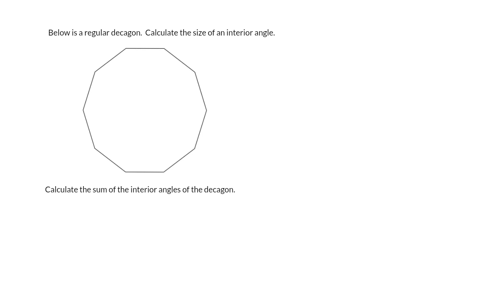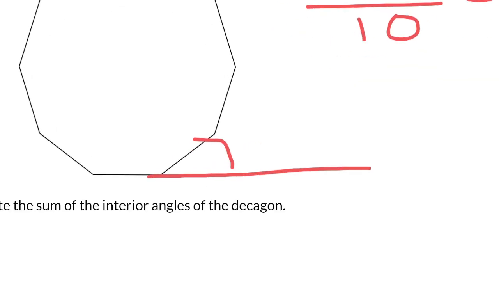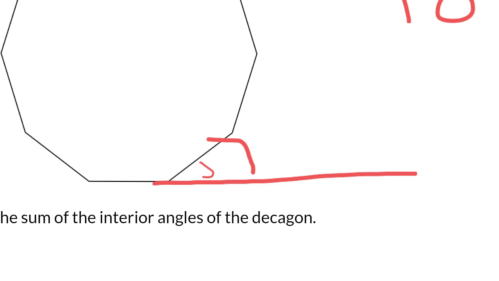In this video, we're going to look at the interior angles of polygons, specifically regular polygons to begin with. Now, before we can work out the interior angle, we have to find the exterior angle of a polygon. Now, we know that exterior angles add up to 360. So it's 360 divided by 10, giving us 36 degrees. So our exterior angle here is 36 degrees.